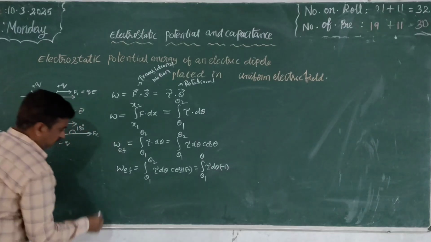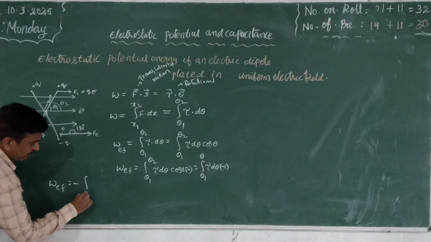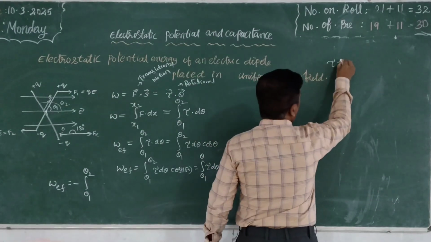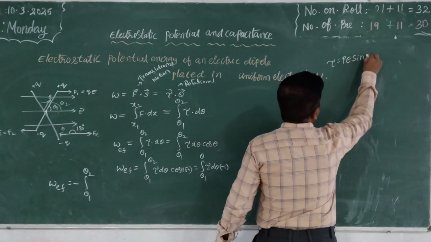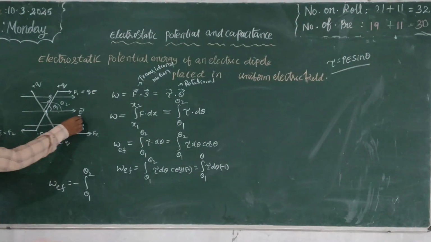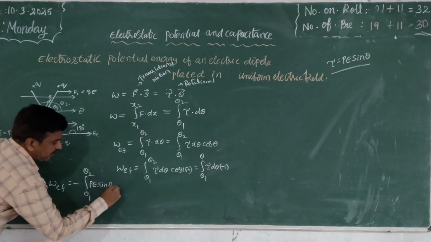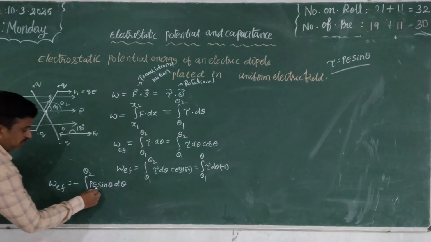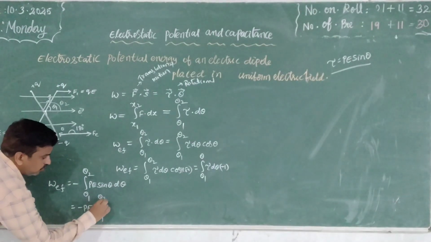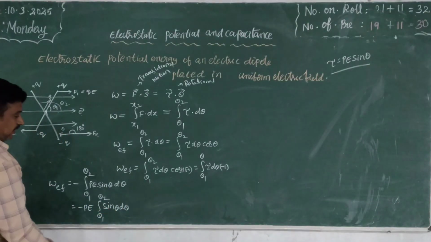So we can write the minus outside: work done by the electric force equals minus the integral from theta 1 to theta 2 of tau d theta. We derived tau before. What is tau? Tau equals pE sin theta. What is p here? The electric dipole moment. E is the electric field, and theta is the angle between the electric field and the electric dipole moment. So we write pE sin theta d theta. pE is constant, so we write it outside: minus pE integral from theta 1 to theta 2 of sin theta d theta.